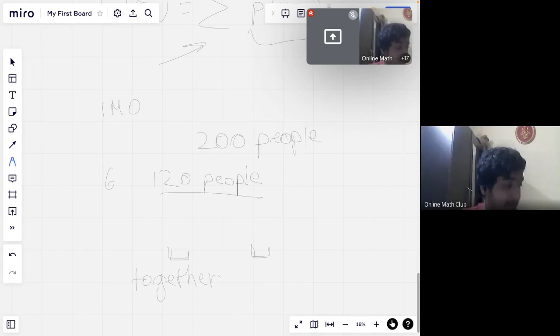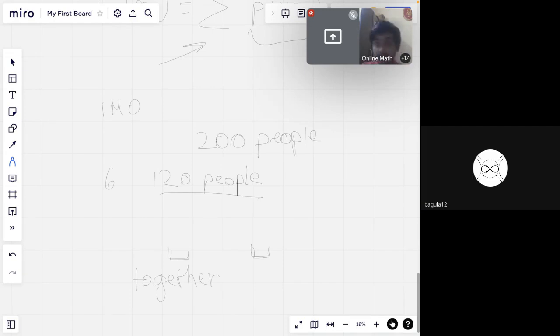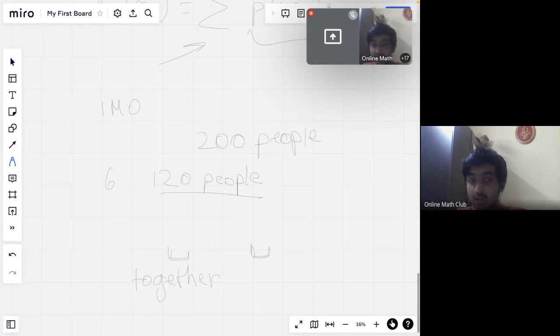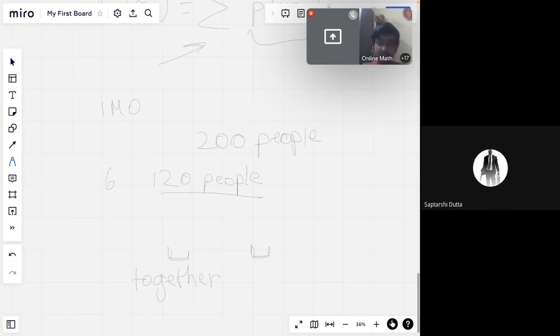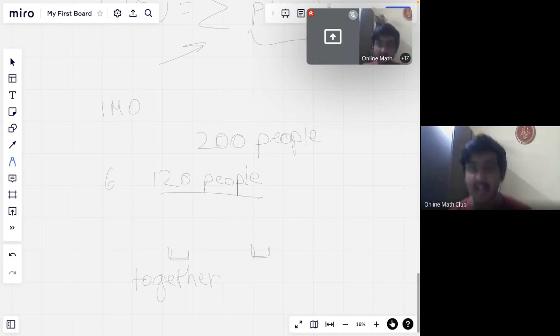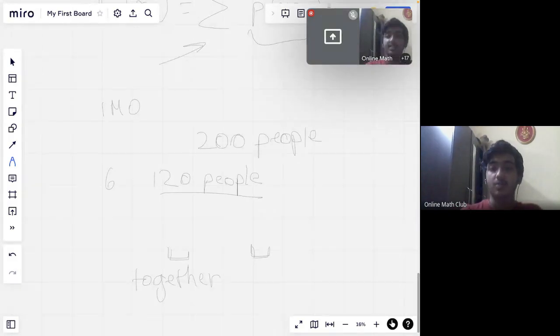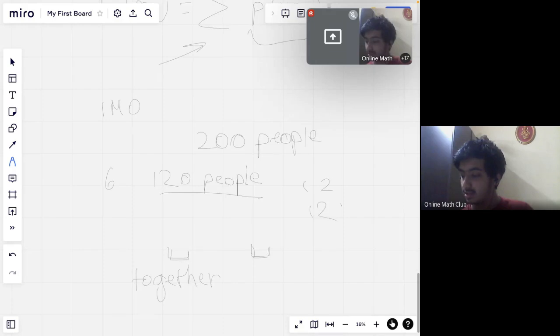Okay, so the first person might solve 2 questions, and then the second person has solved 4 questions, then the sum is 6. But the distinct questions should be unique. Yeah, in that case, because basically all 6 questions should be solved. So it can't be that one person solves questions 1 and 2 and the other person solves 1, 2, 3, 4, because nobody has solved 5 and 6. Yeah.